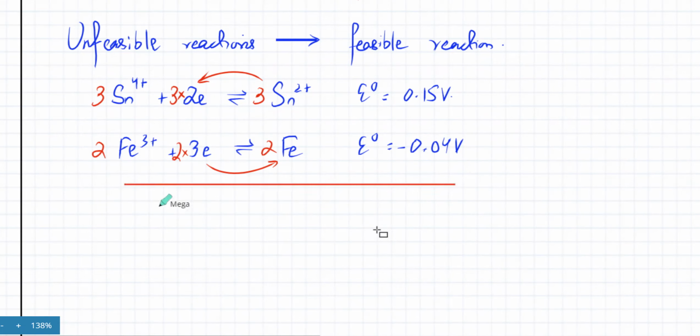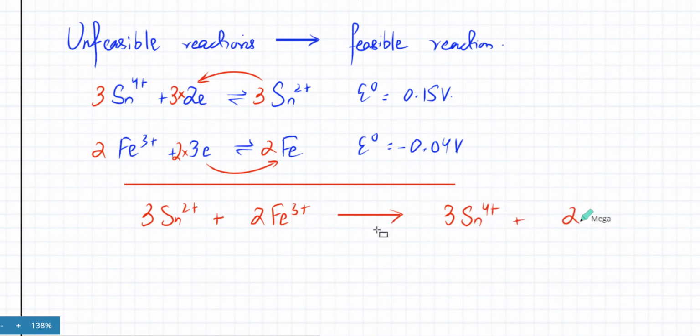So my unfeasible reaction is that there is 3 Sn2+ reacting, that's my reactant, and the other reactant is 2 Fe3+. And the products they are making are, in the first one, 3 Sn4+, and in the second one, 2 Fe, right? So this reaction is not going to happen. It's a wrong reaction. And if I were to measure the E0 cell for this reaction, how do I measure it? What's the potential difference?